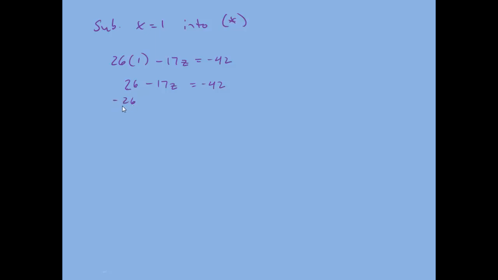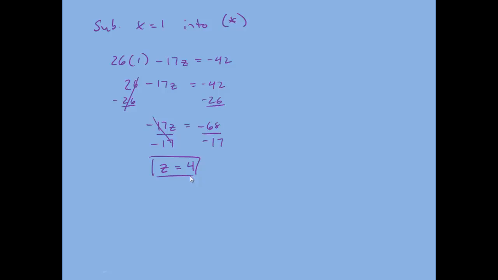So we're going to subtract 26 from each side, these cancel out. Negative 17z is equal to a negative 42 minus 26, which makes that a negative 68. Then we're going to divide by a negative 17, divide by a negative 17. These cancel out, and I've got z is equal to a negative over negative, which makes it positive, 68 divided by 17 is 4. So I got z equals 4. So now I know my x value and I know my z value. So the only value I need now is my y value.